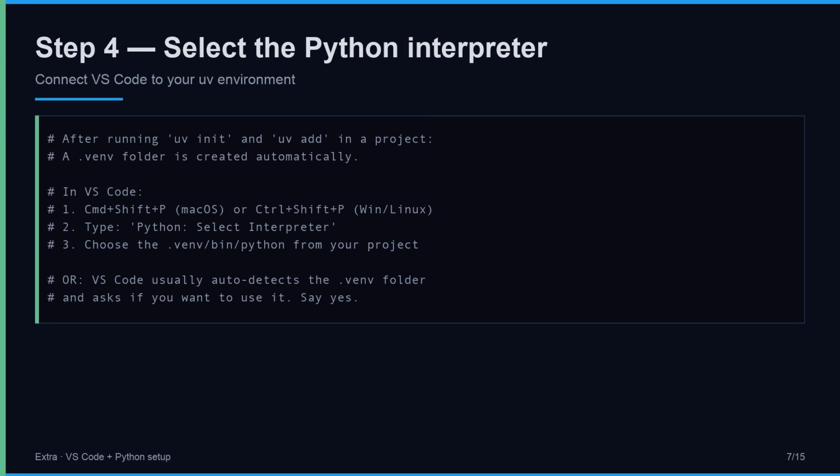Step 4, and this is the critical step that connects everything together. Select the Python interpreter. When you create a project with UV, a .venv folder is created automatically. VS Code needs to know to use that virtual environment. Open the command palette with Cmd-Shift-P on macOS or Ctrl-Shift-P on Windows. Type Python: Select Interpreter. Choose the .venv/bin/python from your project folder. In recent versions of VS Code, it usually auto-detects the .venv folder and asks if you want to use it. Say yes. Now VS Code uses your project's Python for everything: autocomplete, running, debugging.